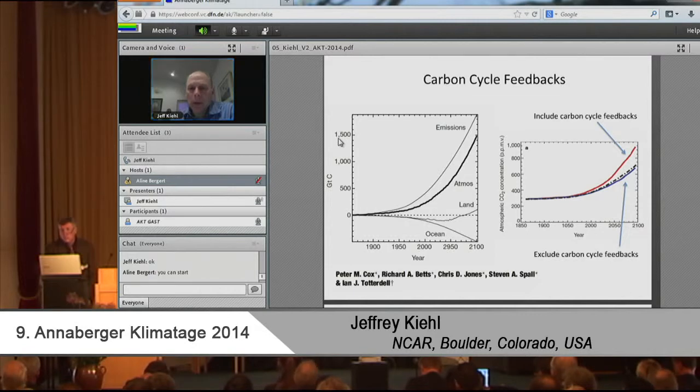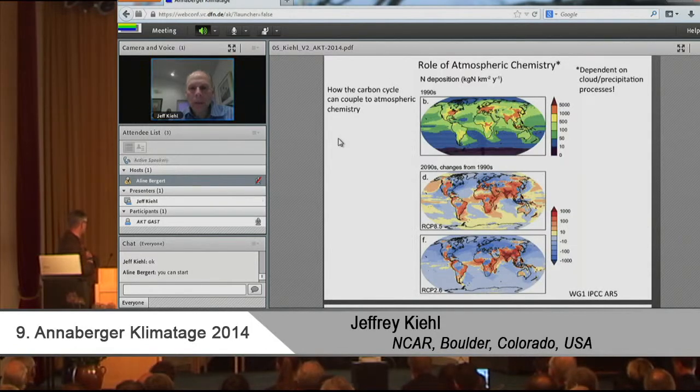And on the right-hand side, you see the projected atmospheric CO2 concentration, and the red curve is where this study includes this carbon cycle feedback, in other words, the interaction of carbon with life on Earth, and the other curves exclude that. And so you can see that this makes a tremendous difference in the projected levels of atmospheric carbon dioxide as to whether we include life processes in the projections or not, which is a part of the Earth system.